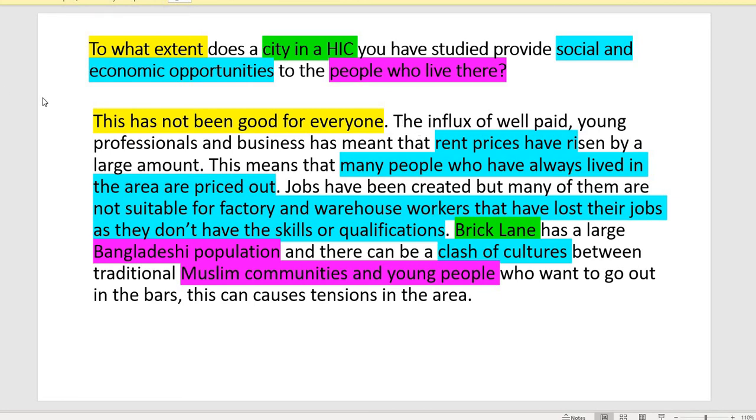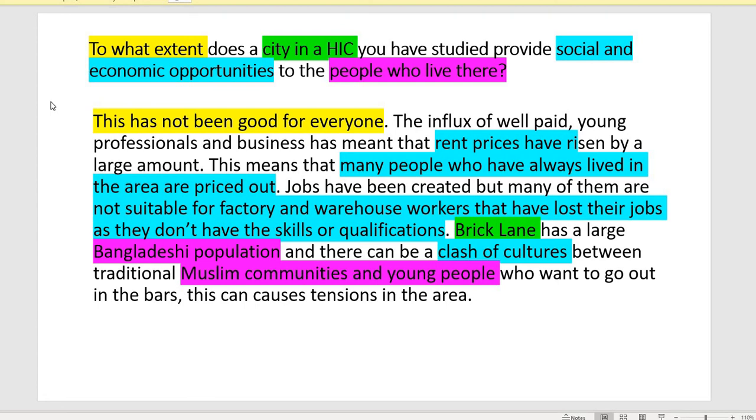The influx of well-paid young professionals and business has meant that rent prices have risen by a large amount. This means that many people who have always lived in the area are priced out. Jobs have been created, but many of them are not suitable for factory and warehouse workers that have lost their jobs as they don't have the skills or qualification. Brick Lane has a large Bangladeshi population, and there can be a clash of cultures between traditional Muslim communities and young people who want to go out in the bars. This can cause tensions in the area.